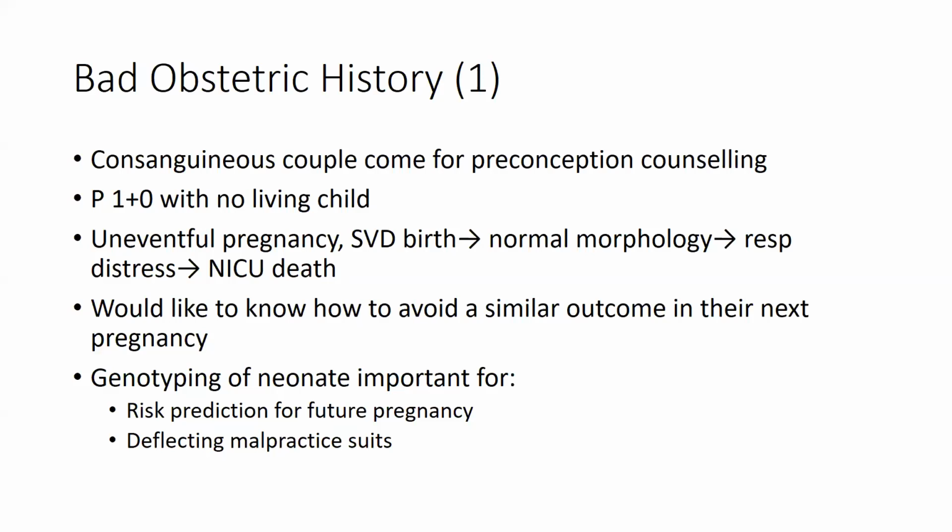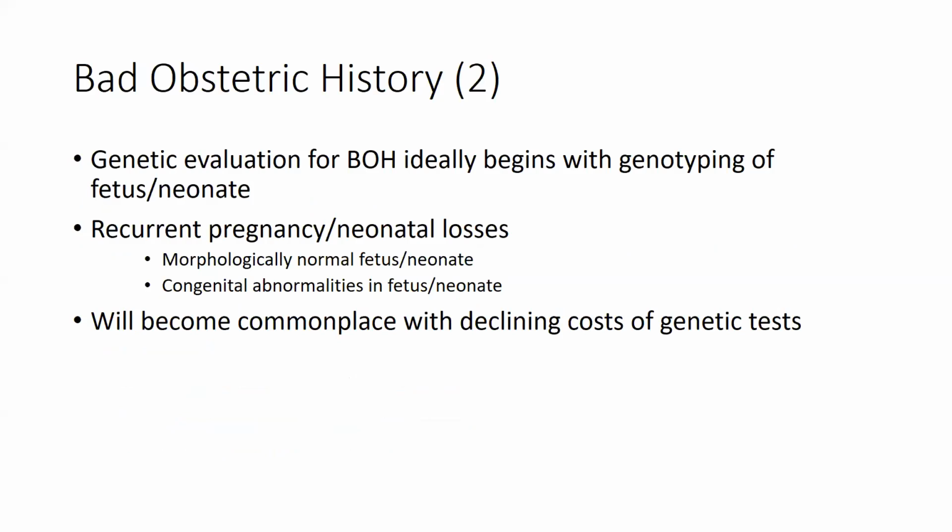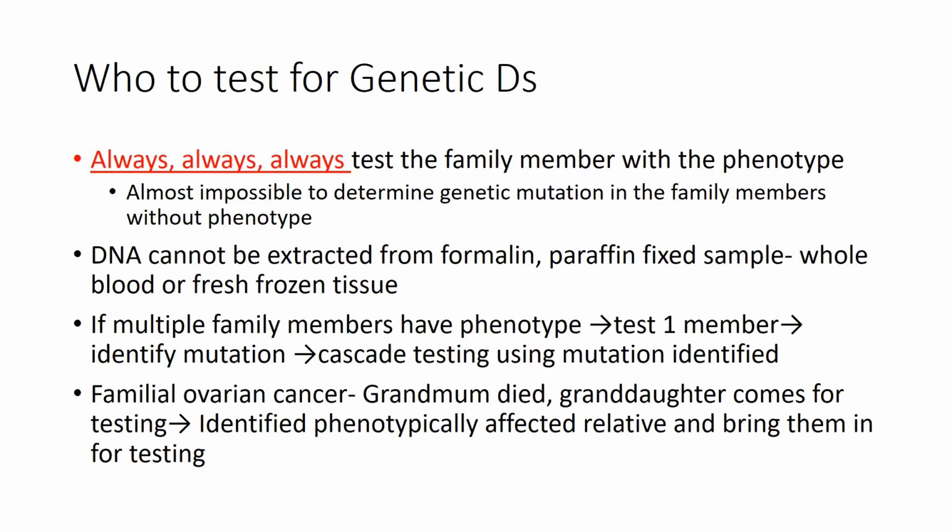Because when you're doing genetic testing, you always test the person with the phenotype. This will become common. As the cost of genetic tests comes down, they'll become quite commonplace, being ordered by both healthcare practitioners and even patients asking for them upfront. So I want us to discuss the genetic test and how to interpret it. Always test the person with the phenotype. It's almost impossible to determine the genetic mutation of a family member without the phenotype.